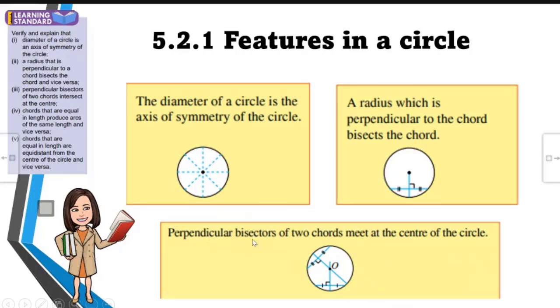So another one, perpendicular bisector of two chords. This one two chord, right? One chord here and one here. But this still, see the radius here. Can see or not? Radius here. So still same length. Meet the center of the circle. Perpendicular bisector of two chords meet the center of the circle. Okay.